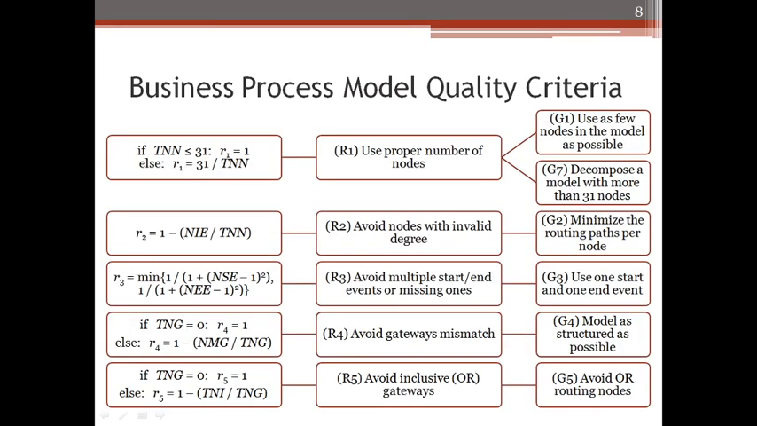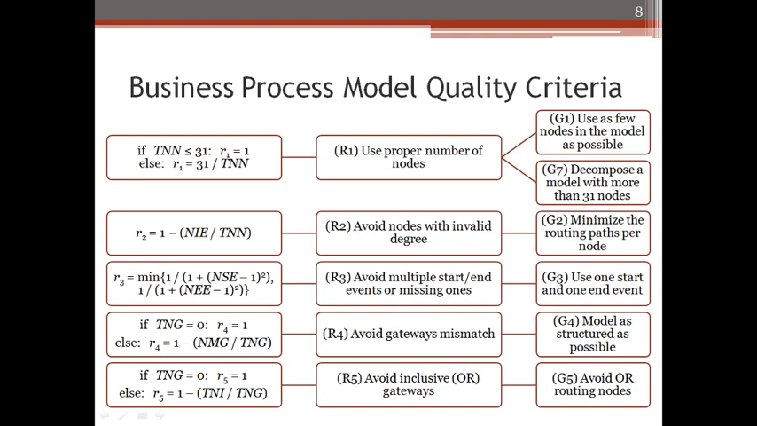Our research is based on 7 process modeling guidelines by Mendling and other researchers, but we have refined this set of these guidelines. There are 5 rules we formulated in total. Use proper numbers of nodes, avoid nodes with invalid degrees, avoid multiple start and end events or missing ones, avoid gateways mismatch, avoid inclusive connectors.